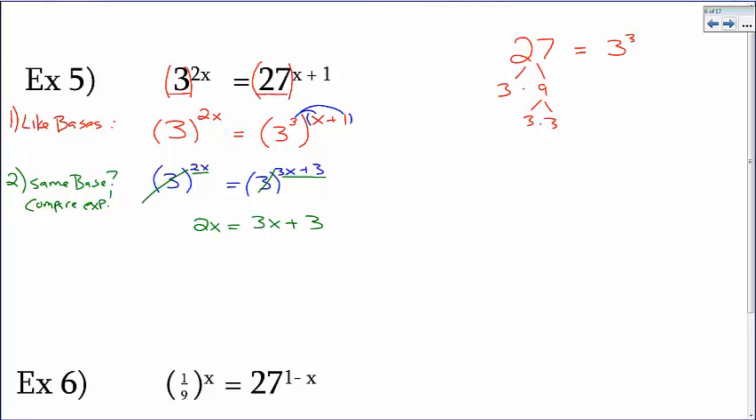Now we simply solve for x using algebra. I'm going to move 2x from the left to the right, and I'm going to subtract 3 from both sides. I should be left with the statement negative 3 equal to x.